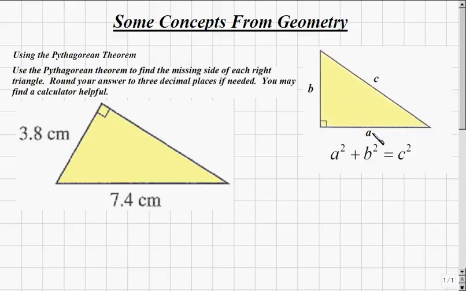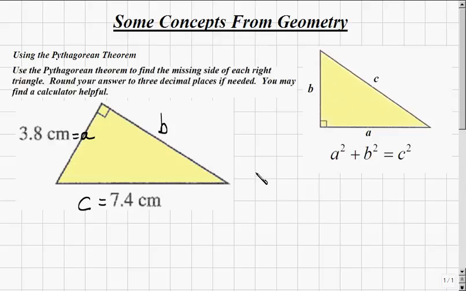side squared, a squared, plus the other side squared, b squared, has to equal the third side squared, the hypotenuse, c squared, where c, the hypotenuse, is the side across from the right angle. So in our picture here, the side across from the right angle is side C. And the side next to it we'll label as side A. That means that we're interested in finding side B.